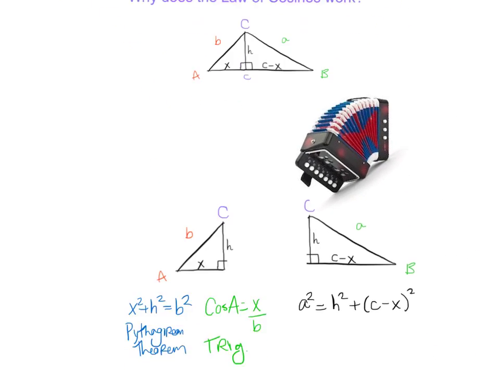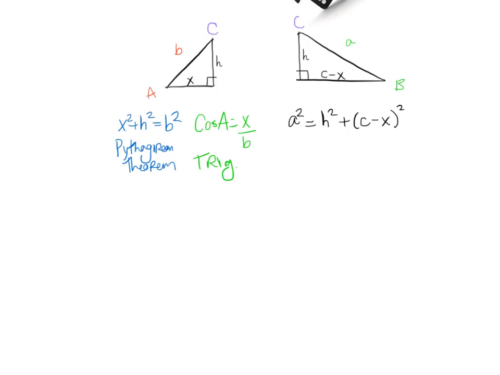So the first thing we need to do is break apart those 2 triangles. And I want you to notice that when I look at just this triangle, I can say that x squared plus h squared equals b squared. That's the Pythagorean theorem. And if I was going to look at the cosine of the angle A, that would be adjacent over hypotenuse. I would get x over b.